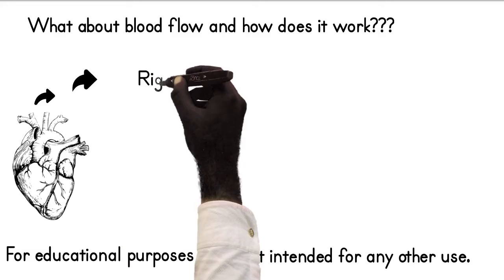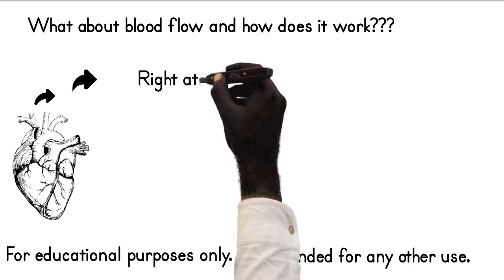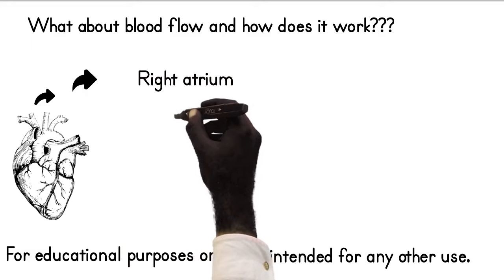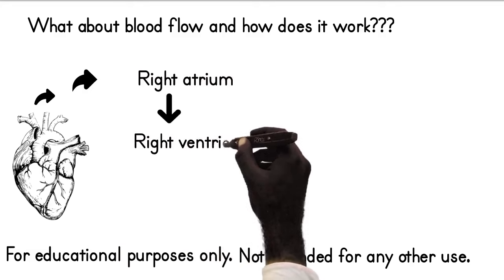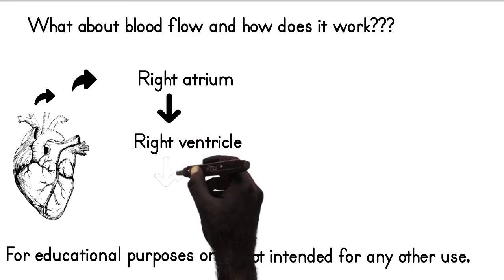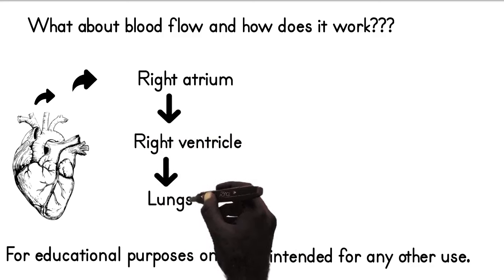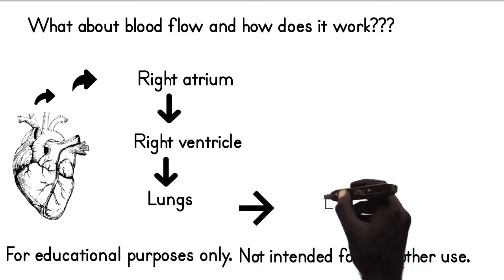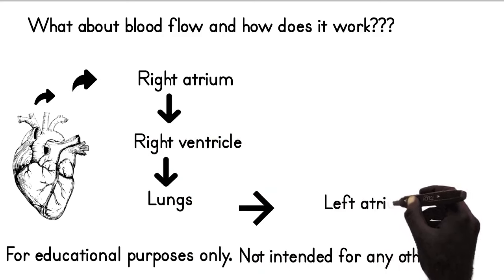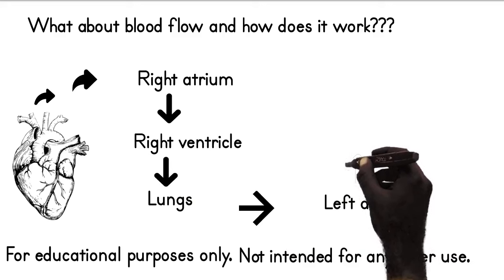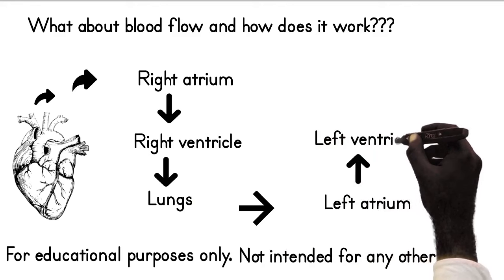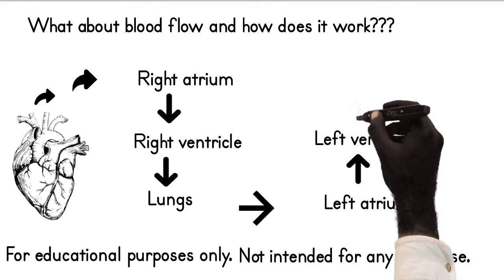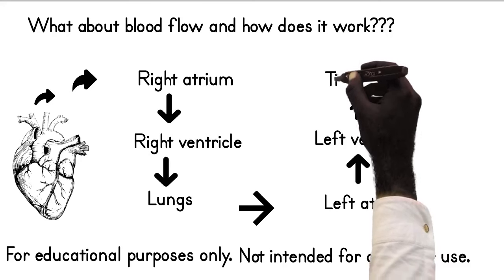If you take a look over here, blood first enters the heart through the right atrium and then passes down to the right ventricle. From there, blood is then able to go to the lungs to pick up oxygen, and then after doing so, it's able to come back to the left atrium of the heart, and through there, it's then passed down to the left ventricle and eventually to the tissues to deliver that oxygenated blood.